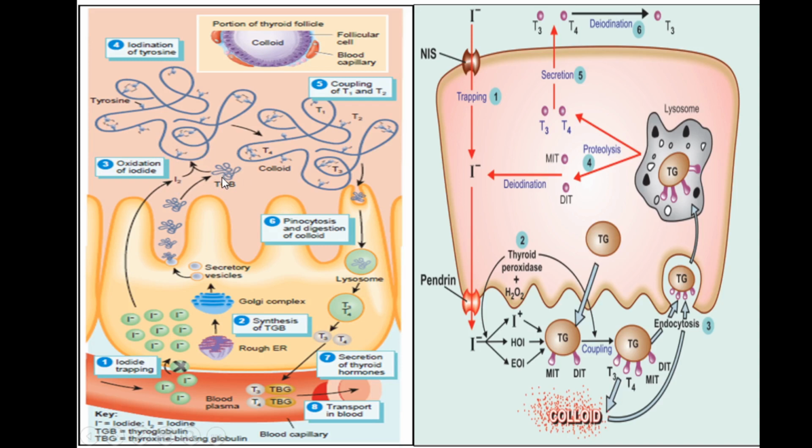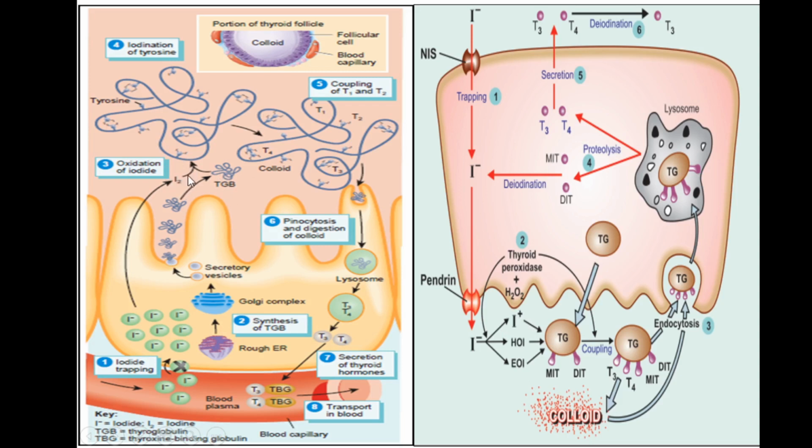Once this step occurs, the third step begins, that is the oxidation of iodide. Iodide trapped by the follicle cell is carried across the apical membrane by another transporter known as pendrin. So there is iodide oxidized by the membrane enzyme thyroid peroxidase to various byproducts, with the help of hydrogen peroxide. And there is also formation of iodine molecules.